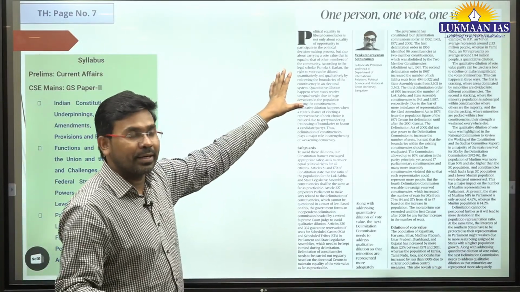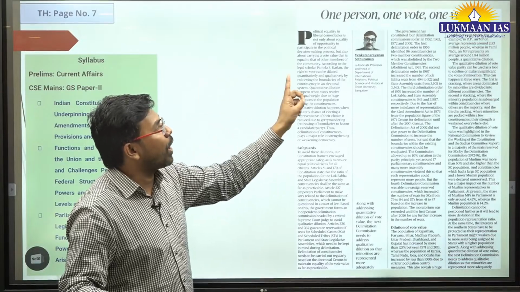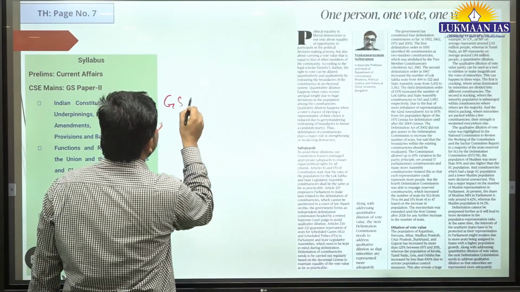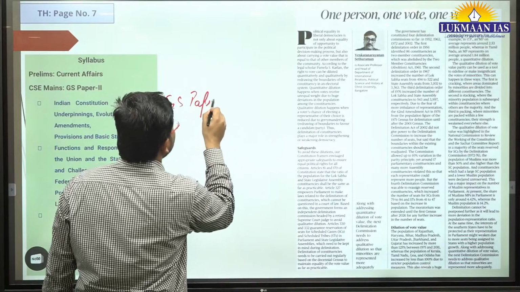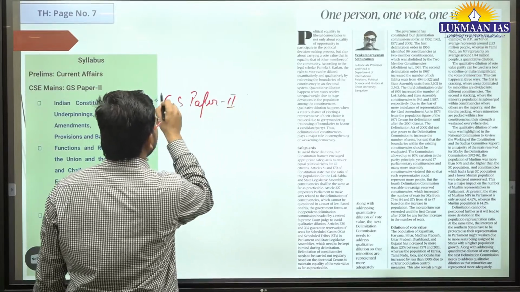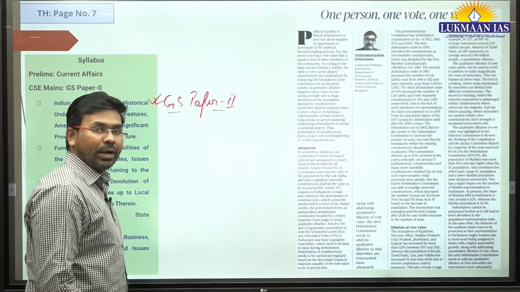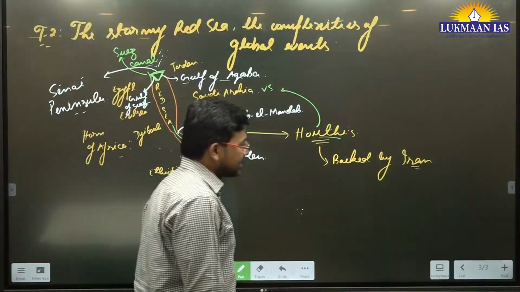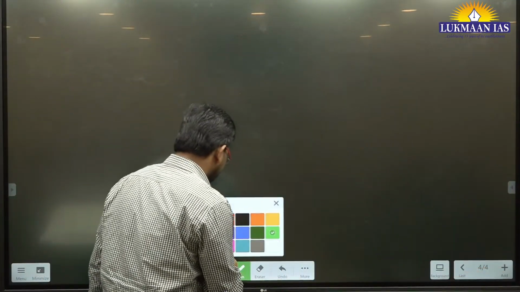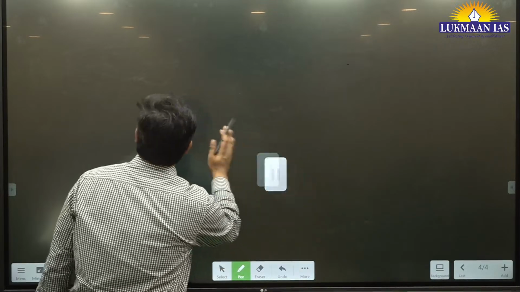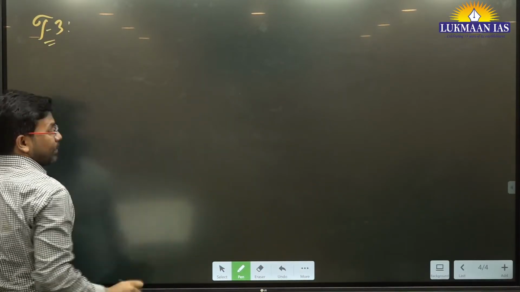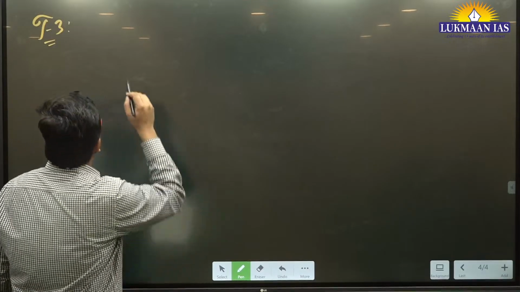Then we have another article. It says 1 person, 1 vote, 1 value. This topic is important under GS paper 2. We are going to discuss this article. Why is this article important? After reading it, you will be able to write an answer in the mains exam related to GS paper 2. We will discuss it.